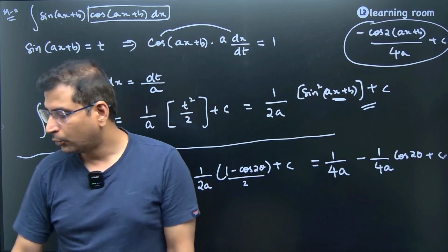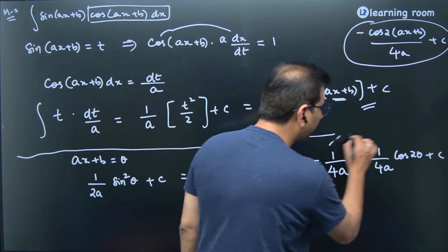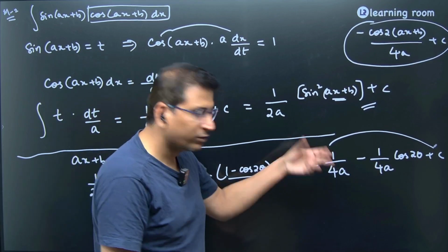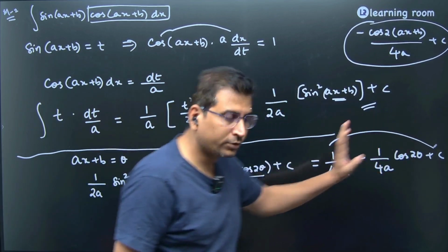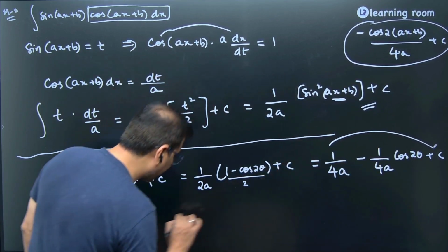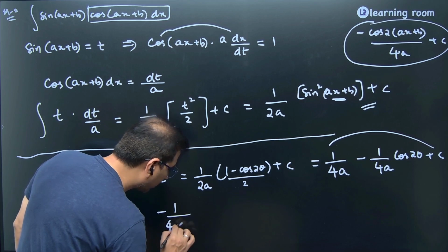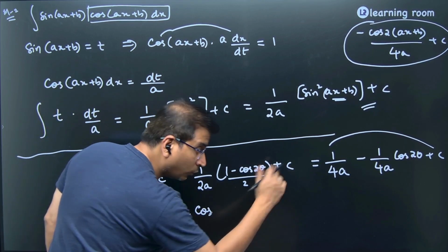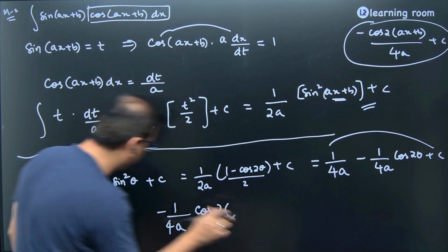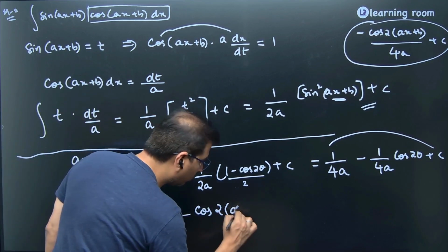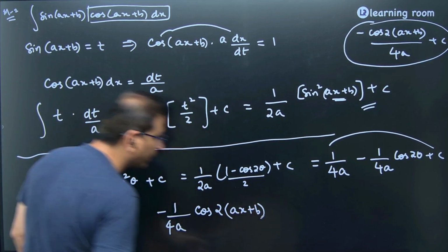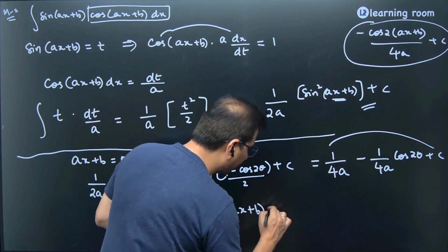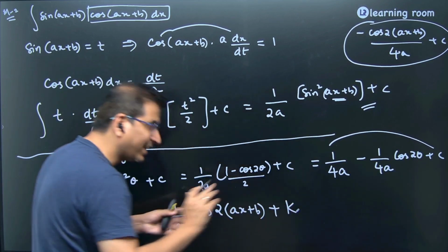Now what I'm going to do is combine this 1 by 4a plus c. It is going to give me some other constant, because 1 by 4a is a constant and c is also a constant. So the final answer will be left with minus 1 by 4a into cos of 2 theta. We know that theta is ax plus b, so in place of theta I'm replacing it with ax plus b. 1 by 4a plus c, I'm calling it some other constant k.